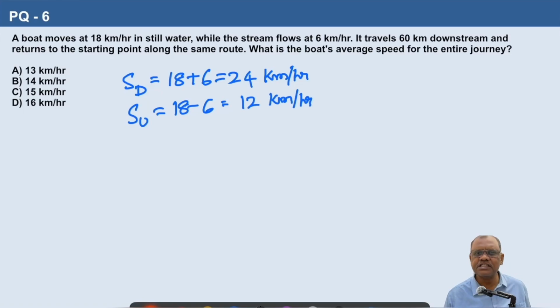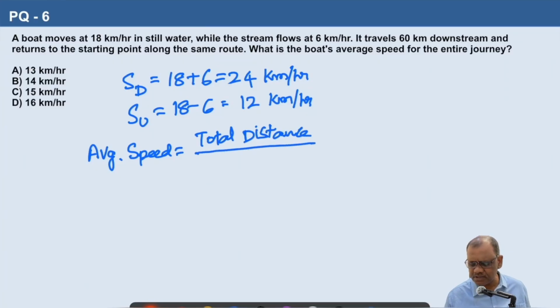The boat travels 60 kilometers downstream and returns to the starting point along the same route. What is the boat's average speed for the entire journey? So for average speed, what is the formula? Average speed is total distance traveled divided by total time. We have used this in the previous concepts. So here the total distance is 60 upstream and 60 downstream. 60 plus 60 is the total distance traveled.